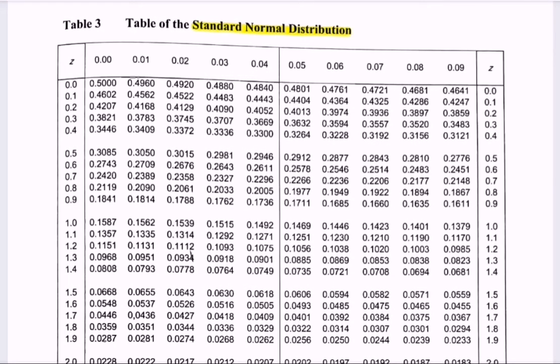Now we have the standard normal distribution. Number one, we are interested in 1.16. So 1.1 and then 0.06. So we have the answer 0.1230. Next, we are interested in 0.69. So the answer is 0.2451.